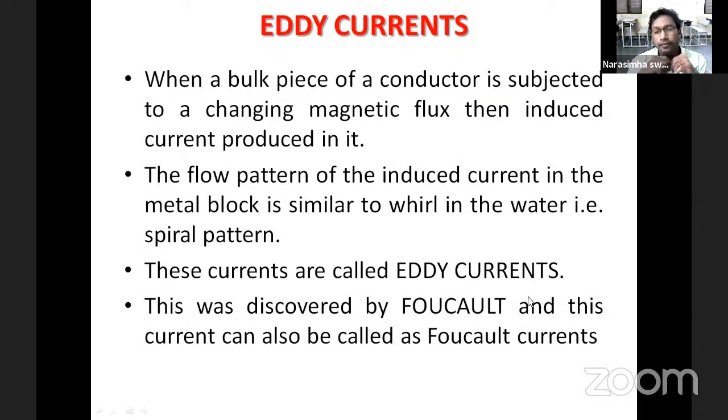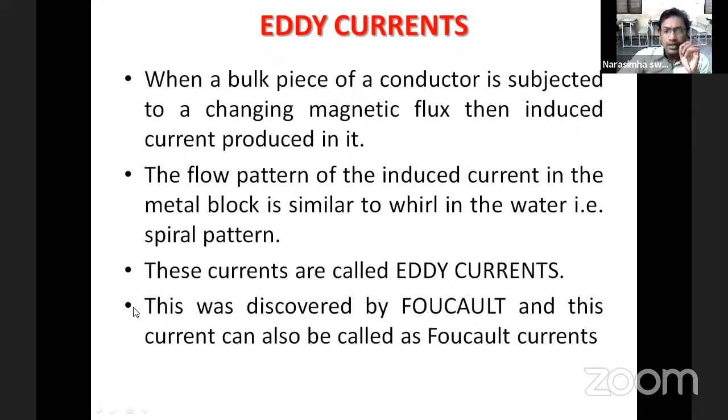So I'm repeating the flow pattern of this induced current. I told you the current is because of the flow of charge, and charge is nothing but electrons. So all these electrons are aligned to move in a particular direction. The shape of this motion will be like a whirlpool in water, simply a spiral pattern.